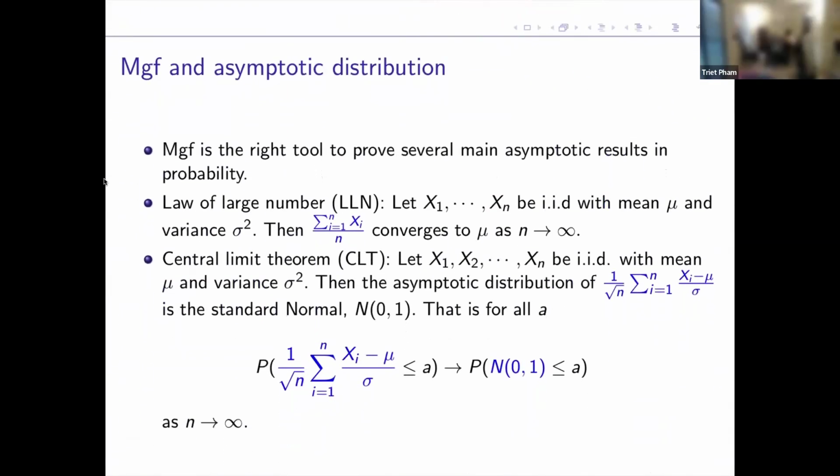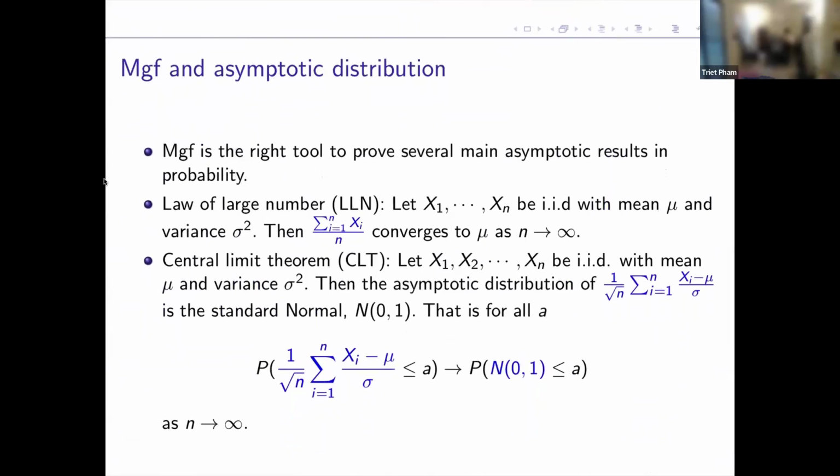So here is one of the payoffs of moment functions, besides establishing the distribution of the sum. MGF is probably the most elegant way to prove asymptotic results. In other words, MGF can be used to establish all the big three results that we mentioned so far in this class: the law of large numbers, the central limit theorem, and the Poisson approximation to the binomial.